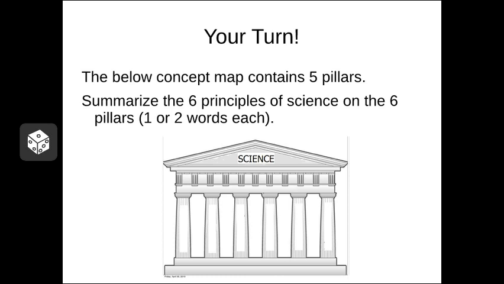On this building we have 6 pillars and we have 6 ideas. So what I'd like you to do is to summarize the 6 principles on these pillars. So for instance, one of our ideas is that science is honest. So you can write honest on one of these pillars. I can't write sideways with this pen. Okay? You can write the other 5 on these pillars. You'll want to summarize these ideas in 1 or 2 words so that you can fit them on these pillars. Okay? But this is going to help you remember what the 6 scientific principles are for test time.